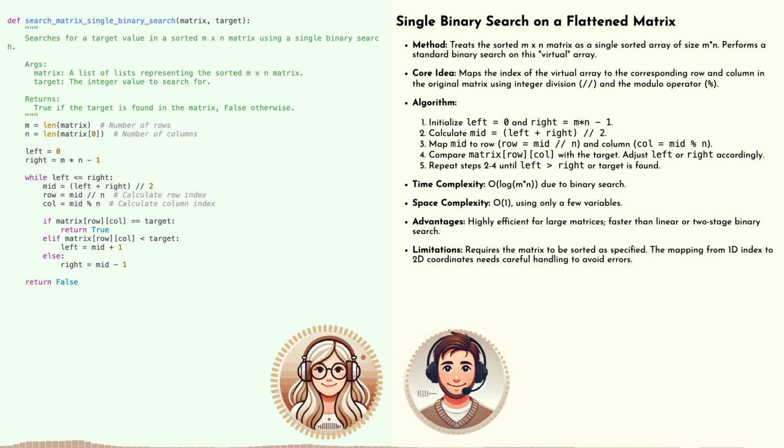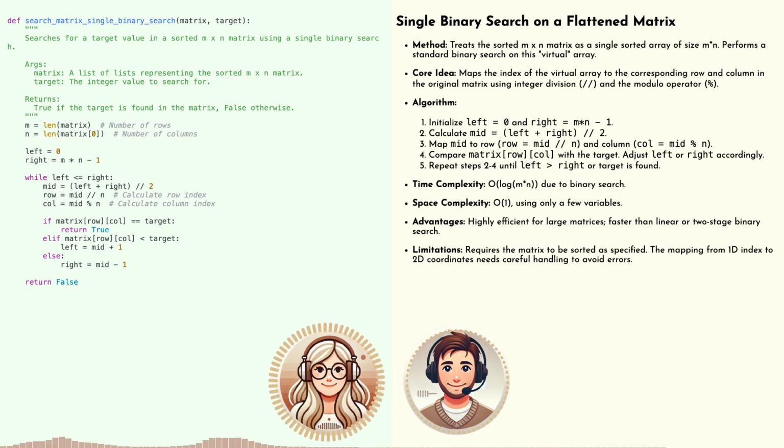Absolutely. Let's say our matrix is 5 rows by 4 columns, which would give us 20 elements in our flattened array. If we find our target at index 12 in this flattened array, we need to figure out which row and column that corresponds to. Okay, so index 12 in our flattened array. How do we decode that?